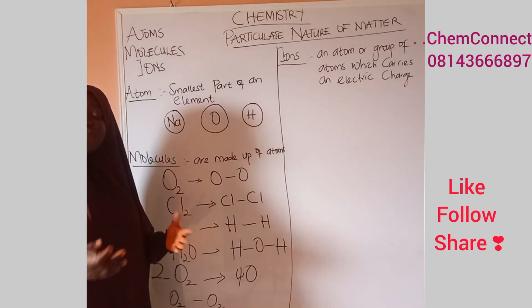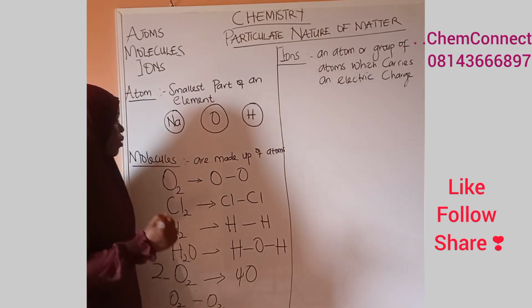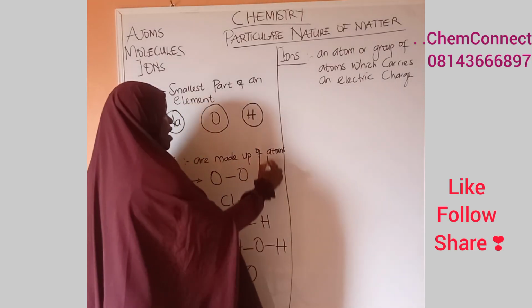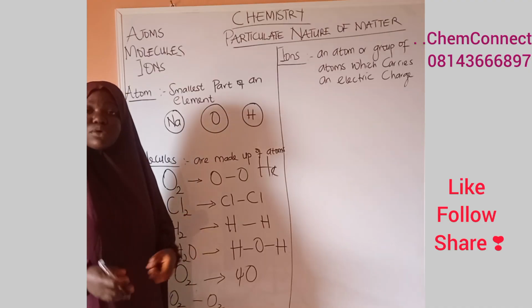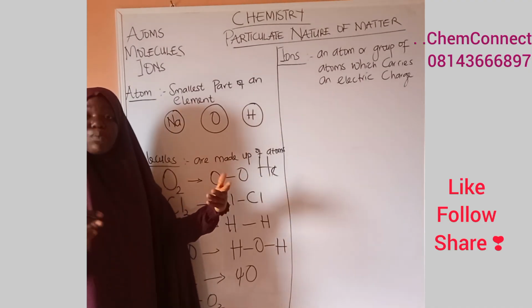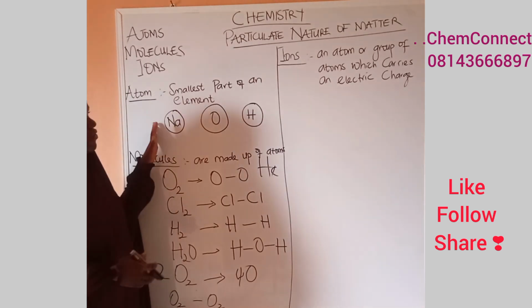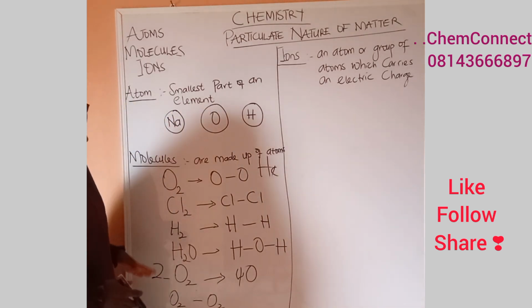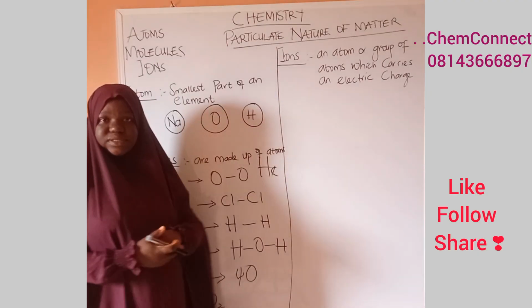We can also have monoatomic. Mono means one. An example of monoatomic is helium. They are usually single atoms of the element. They are monoatomic elements. How do we know the difference between atoms and molecules? Let's move on to learn ions.